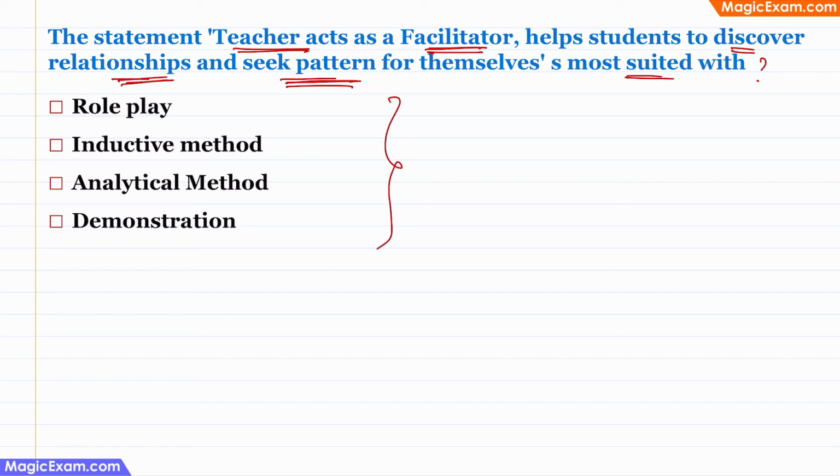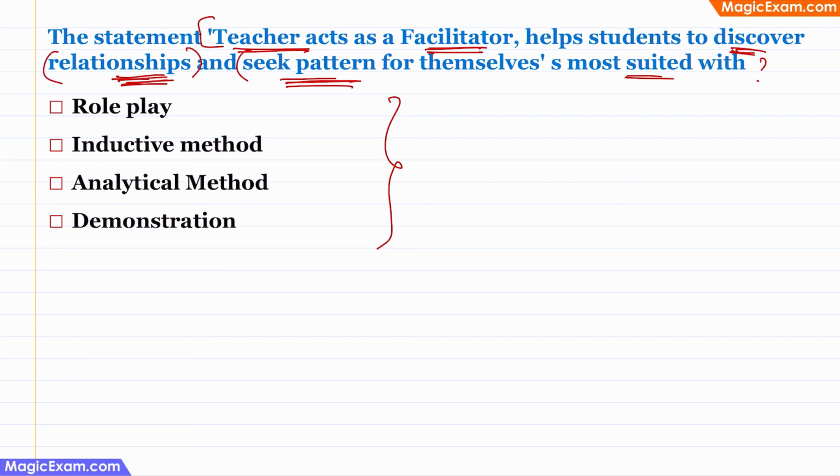Now, if we read a little more into this statement, we can say that students are discovering relationships. For example, you are teaching the concept of money. Children are discovering the relationship between money and toys. They are discovering the relationship between money and shopping, money and essential things like milk and bread, right? So they are connecting the concept of money that you are teaching in the classroom with how things are actually bought and sold in the real world. So they are discovering the relationship between concepts and activities.